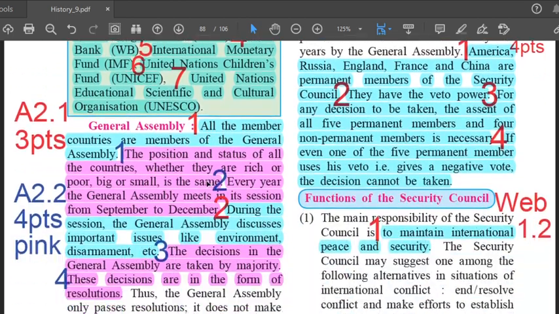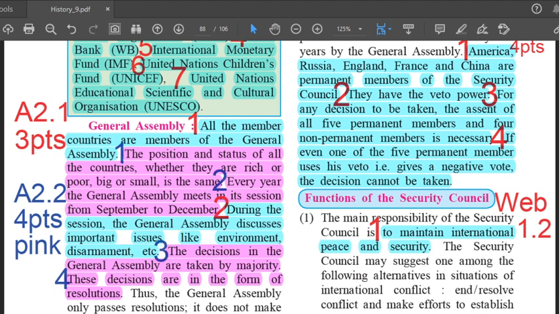Left hand side, just below the box. General Assembly, it's highlighted in pink over here. First line, first point. It's highlighted in blue. All the member countries are members of the General Assembly. Leave 4 lines. Leave 3 lines after this. See the fourth one at the end of the line. That's your second point. During the session, the General Assembly discusses important issues like environment, disarmament, etc.